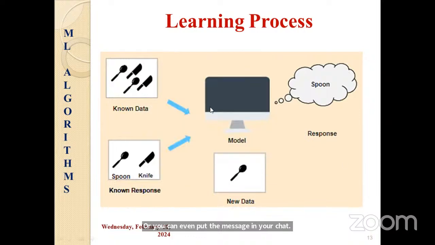So this is a small image in which we have a set of knives and spoons. The model is there. When I give new data as a spoon image, it has to identify it as a spoon.